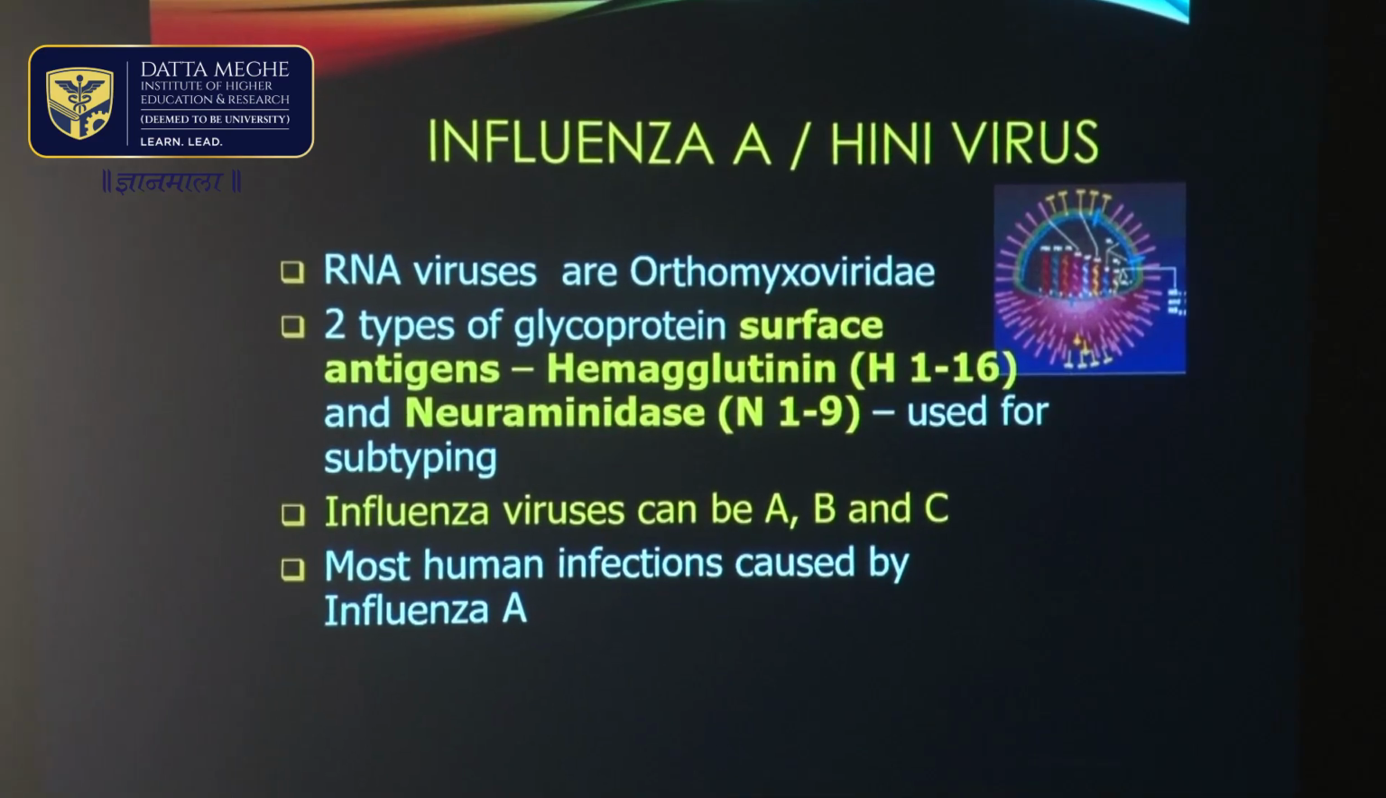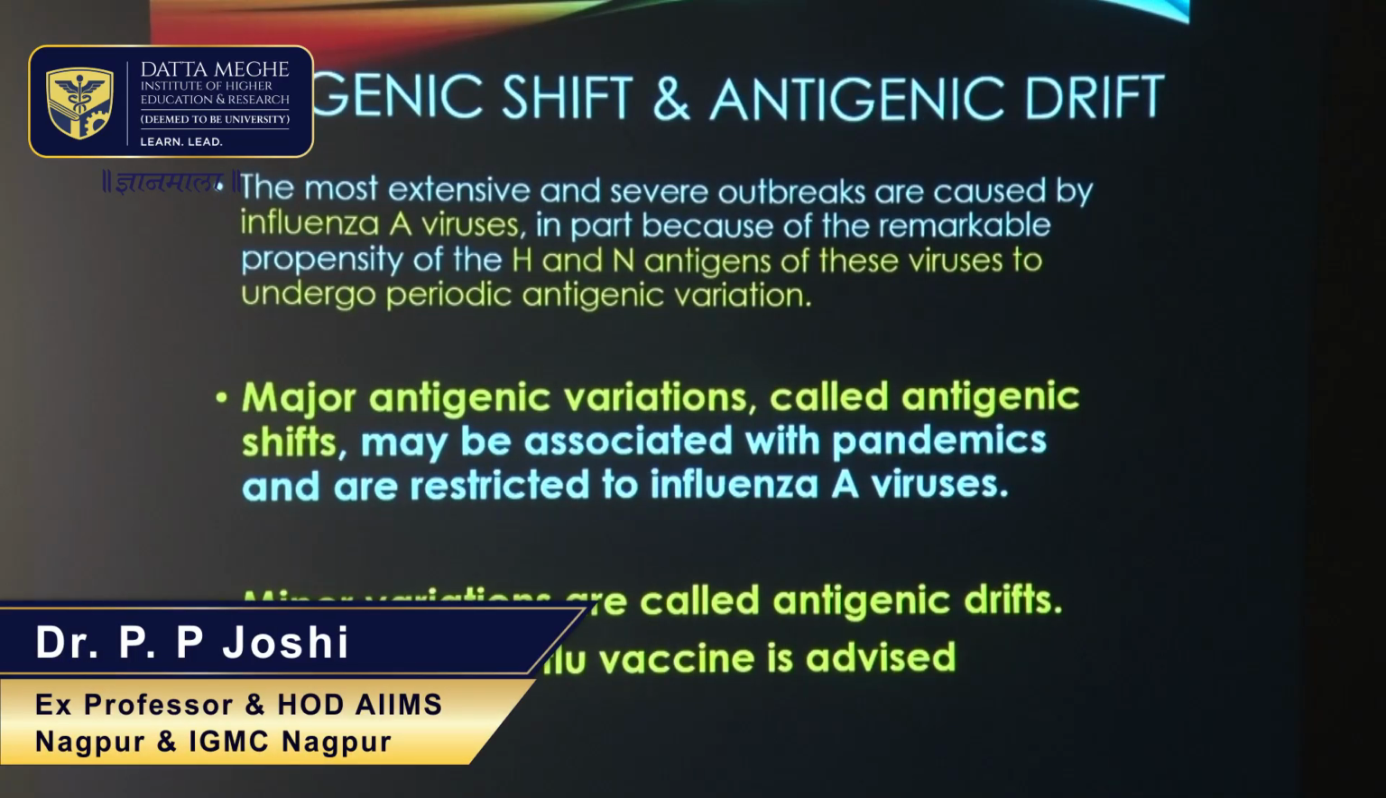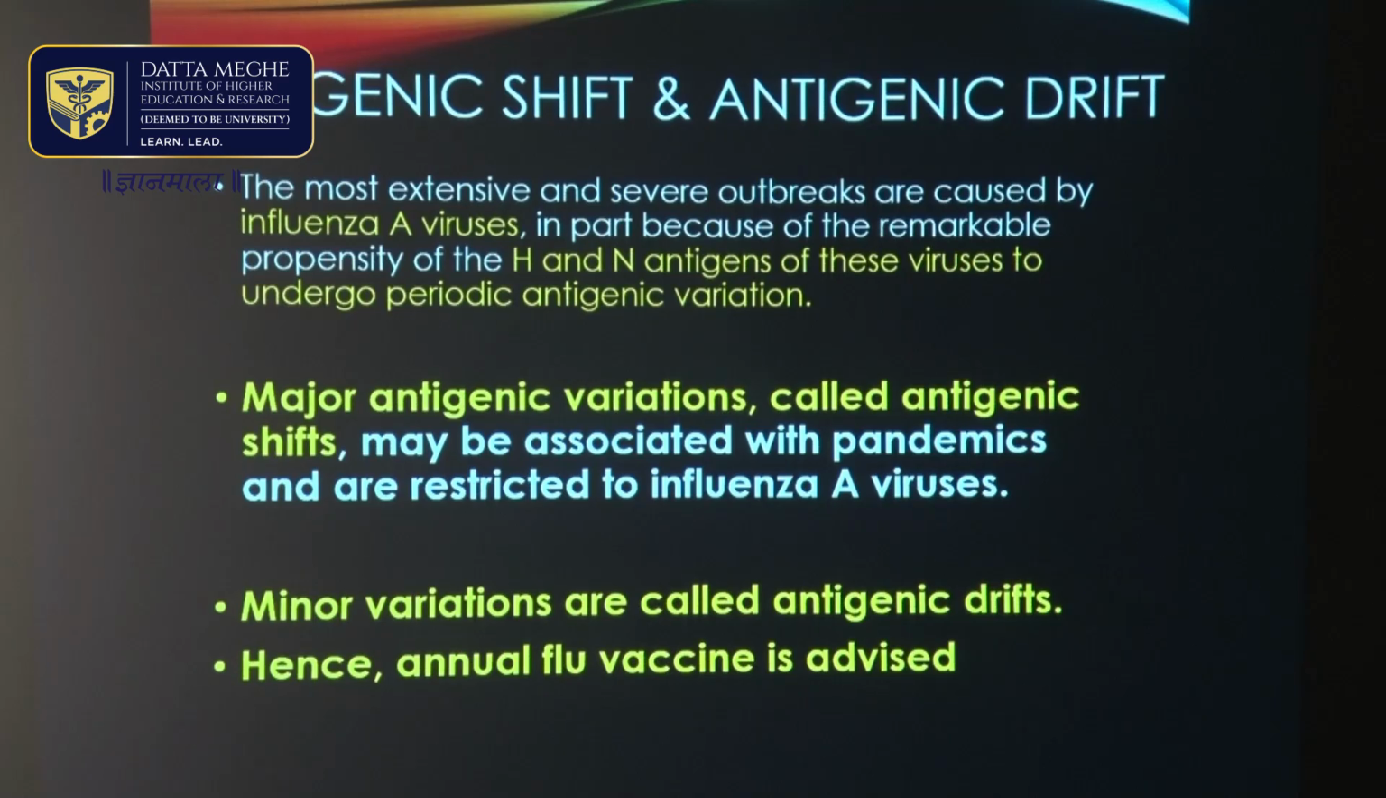H1N1, we could have H5N3, all sorts of variations are there. They are two surface antigens. These are 16 H antigens and 9 N antigens. Different combinations can occur. And antigenic shift and antigenic drift is very important, because the virus actually changes its structure. Major antigenic variations are called antigenic shifts, which are associated with pandemics, and minor variations are called antigenic drifts, and hence annual flu vaccine is advised.